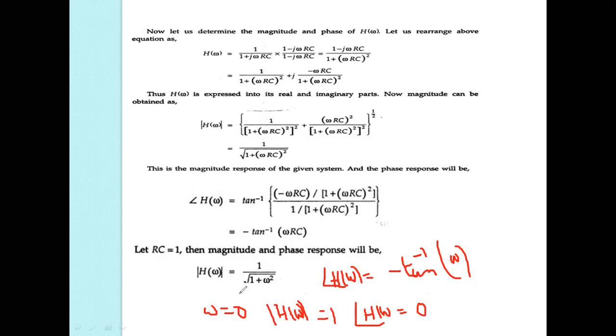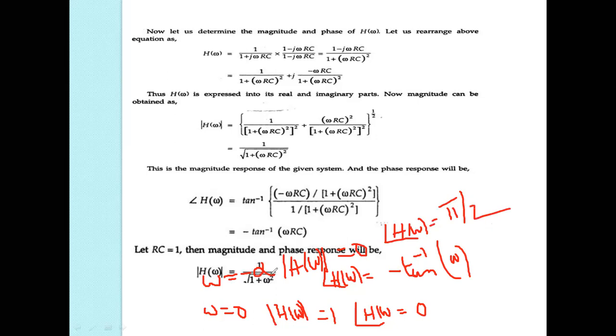Okay, my dear students. And what about omega equal to minus infinity? Minus infinity, what is the magnitude of H of omega? Here it is infinite. 1 plus infinite is infinite only. 1 by infinite becomes 0. What is your angle? Tan inverse of minus infinity. Minus of minus tan inverse is a plus, so we get tan inverse infinity. The angle of H of omega is equal to pi by 2.